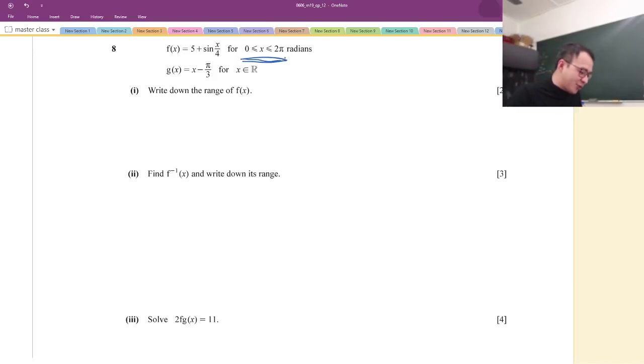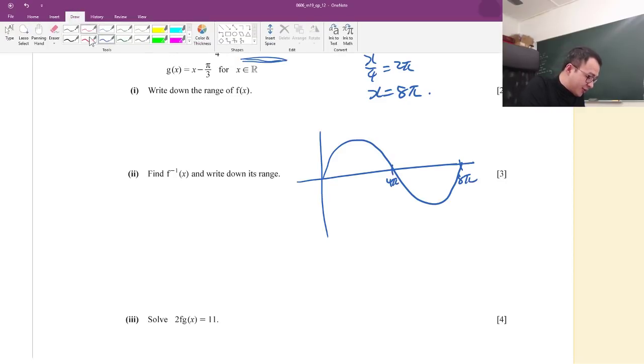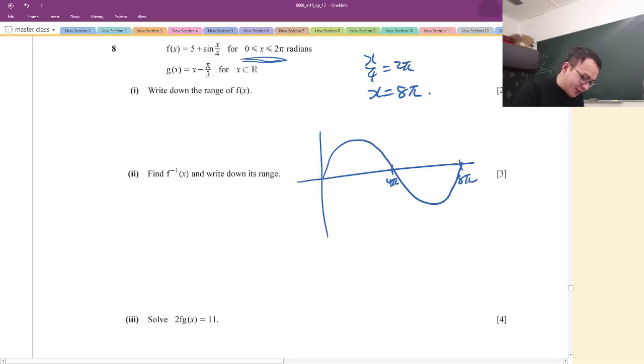But in this case, you can, because this is sine x over 4. So x over 4 equals 2 pi, x equals 8 pi. It means one cycle will be 8 pi for this sine graph. They will stop at 8 pi here. So this is 4 pi. So this question only says about 0 to 2 pi. That means you only want to know from here to here. This is 0 to 2 pi.